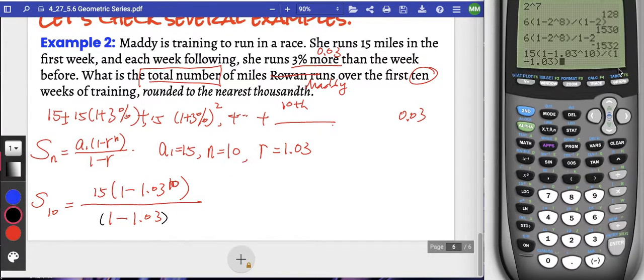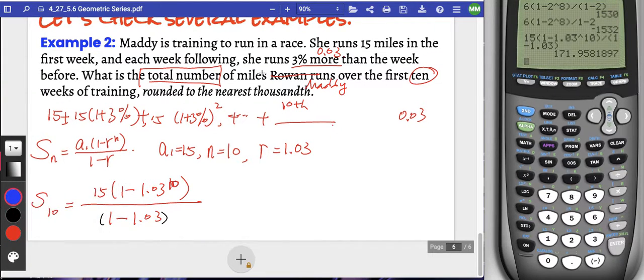Okay, so I put everything in the calculator. Now enter. So this is going to be 171 and there are so many decimals. So let's go back to check what the question is asking us. Rounded to the nearest thousandth. Thousandth meaning 3 digits after the decimal. 958. The next number is 1. We are going to get rid of this. So it's going to be 171.958. Okay, so that's the total miles Maddie is running over the 10 weeks.